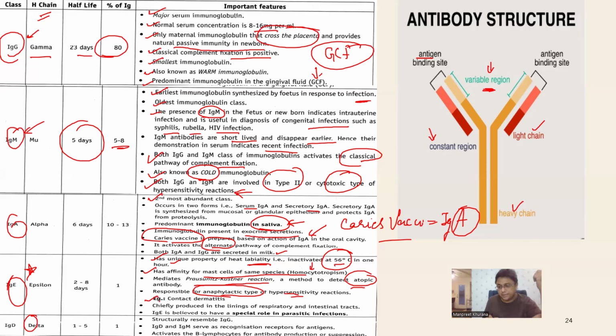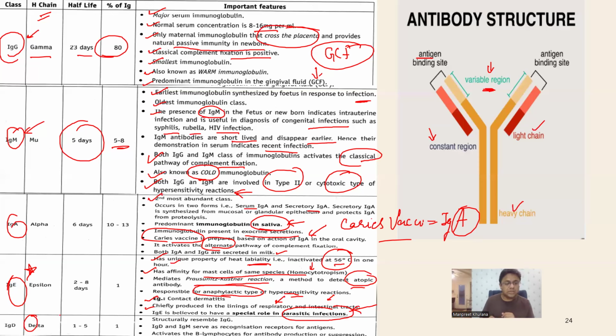For example, contact dermatitis. IgE is chiefly produced in the lining of the respiratory and intestinal tracts. It is believed to have a special role in parasitic infections as well. So there can be a question, which immunoglobulin is related to parasitic infestation? It is again IgE. So, allergy.